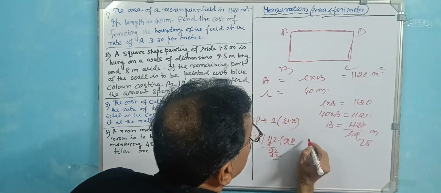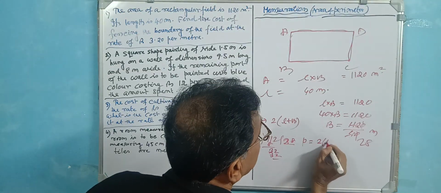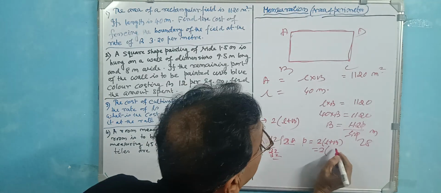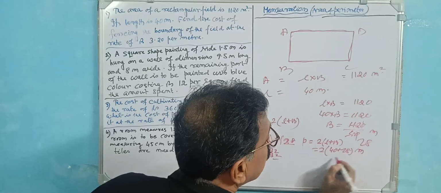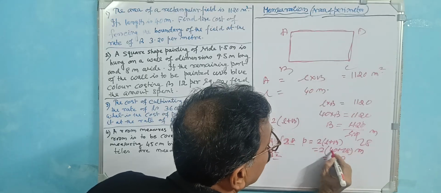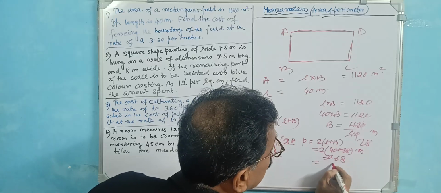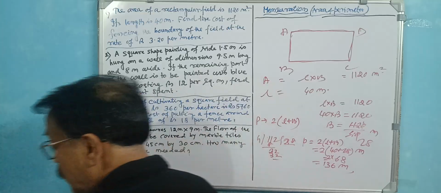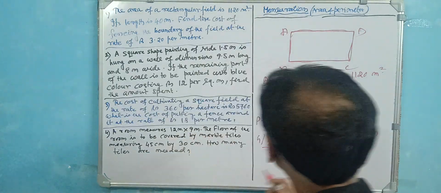So now the perimeter P, this is 2 bracket L plus B. So 2 bracket L is 40 and breadth is 28, all are meter. Okay to you? So this is 68 into 2. So this is 136 meter. That means this is the perimeter actually.